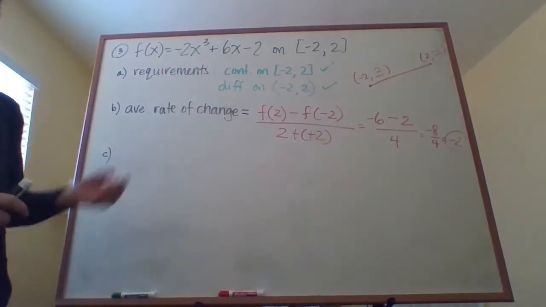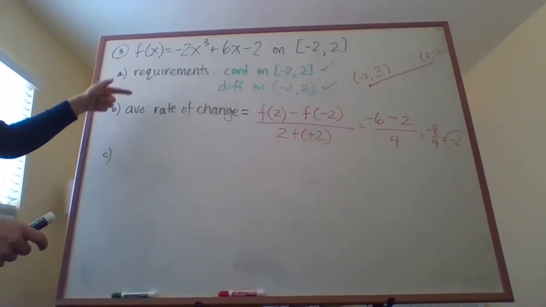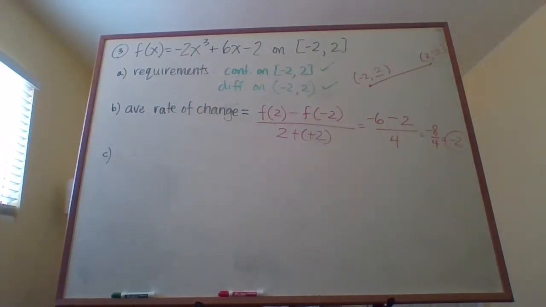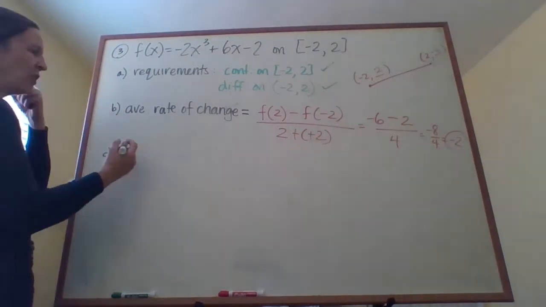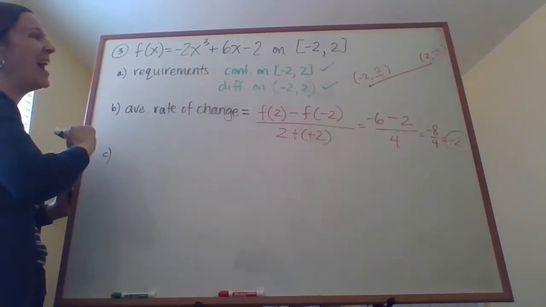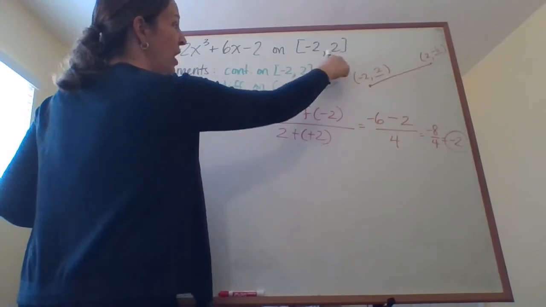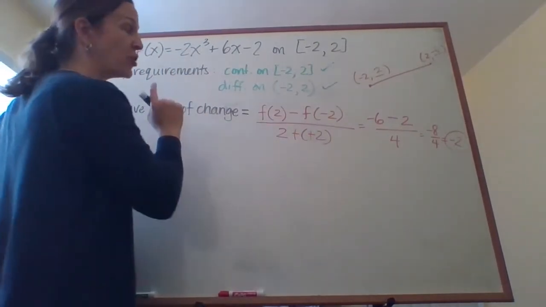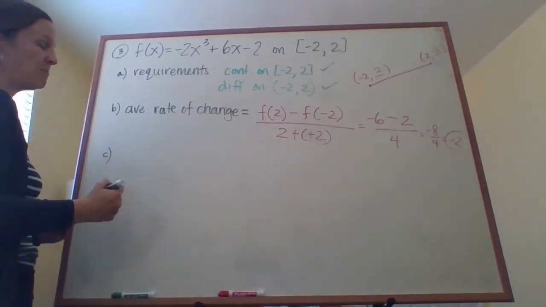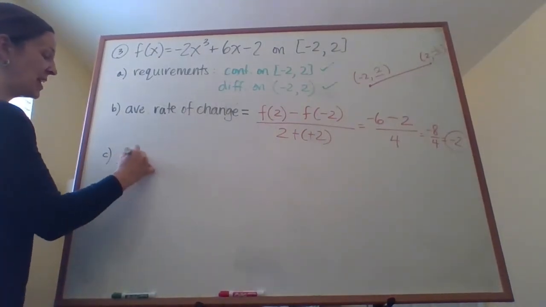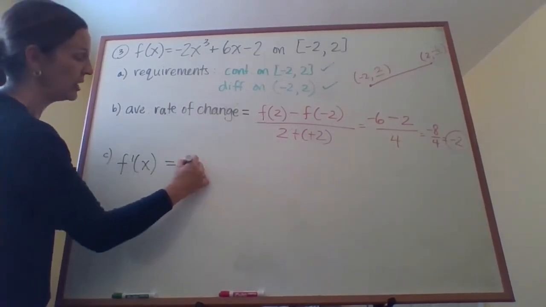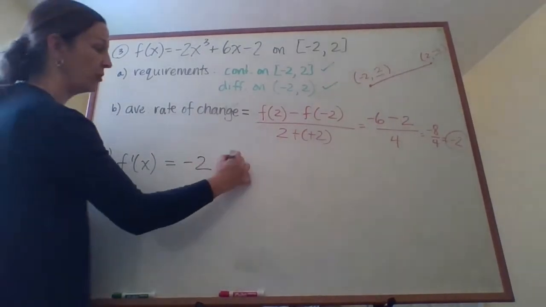In part C, since we've met the requirements and we know the average rate of change, now we want to find the values that the mean value theorem promises. The mean value theorem promises that if you have a continuous and differentiable function, then somewhere in this interval, there is at least one place where the derivative is equal to the average rate of change. Okay? So what I need to find is f prime, and I need to set it equal to negative 2 and solve.